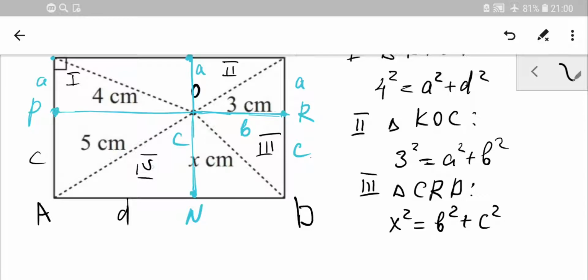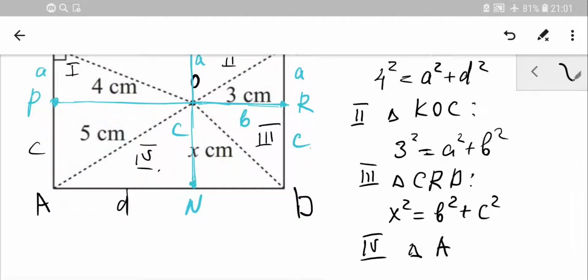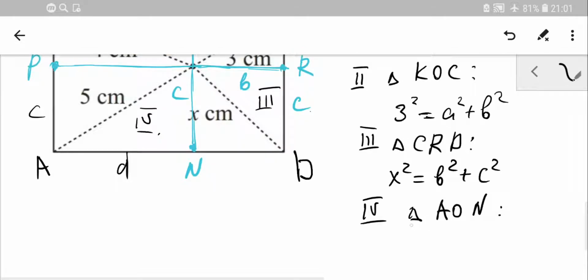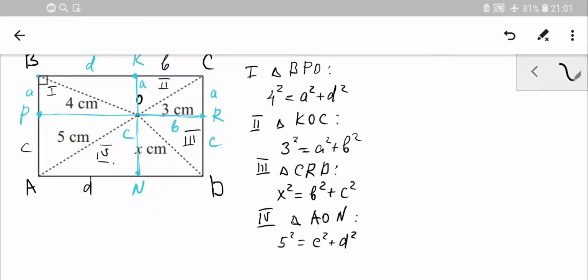Okay, and the last one is triangle number 4. It's here. So triangle A, so point O is here, so AON. Okay, let's complete Pythagoras for it. So 5 squared equals C squared plus D squared. Okay, so this is all possible equations that we complete.